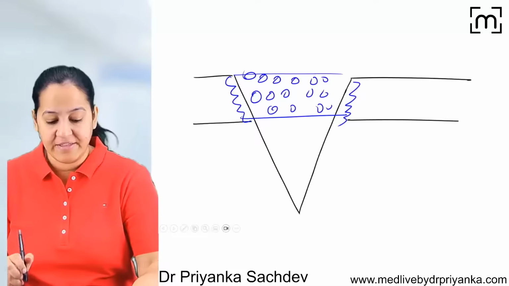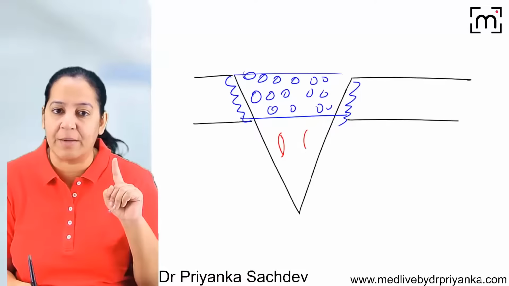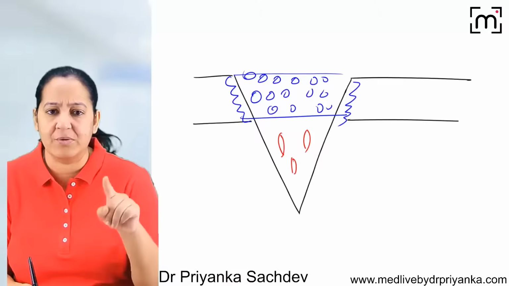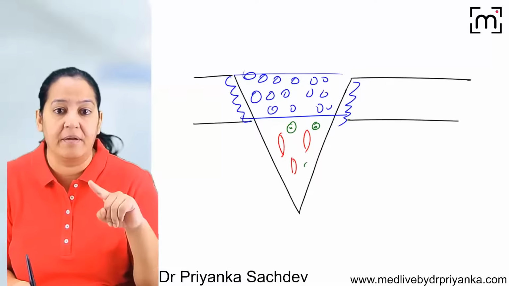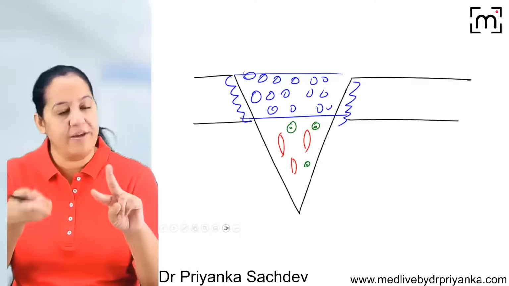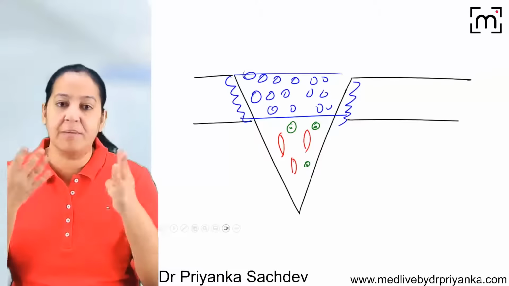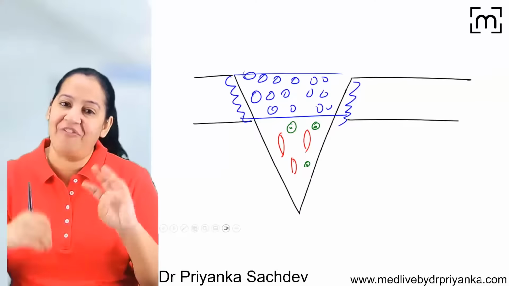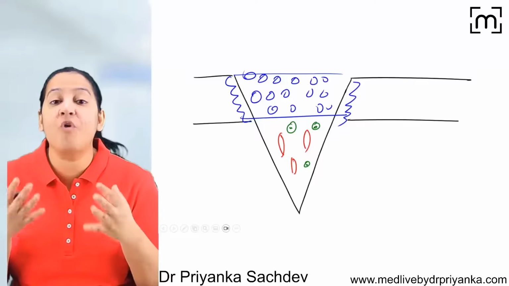Okay, after that, now the cells I will draw here are fibroblasts. I will draw a few macrophages also, but macrophages are decreasing in number. First platelets come, they are gone. Then neutrophils come, they are gone. Then macrophages come, they are also gone. They are decreasing. And now fibroblast is coming. And fibroblast is forming the collagen.